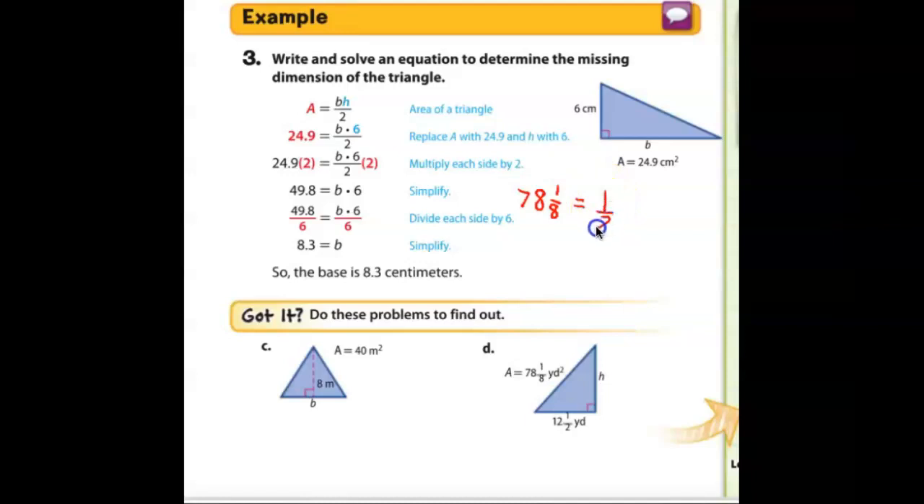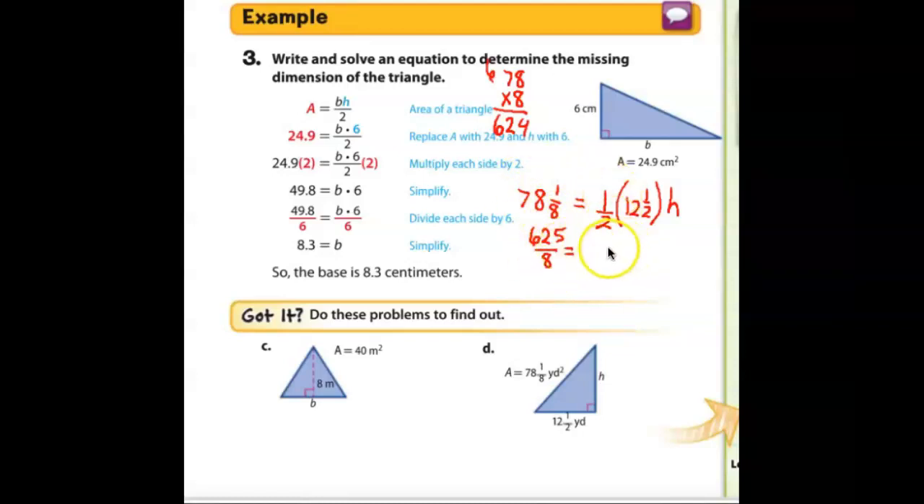So it's 1/2 base, and the base is 12 1/2, times height, h. Okay, so if you'll notice, we have mixed numbers here that we need to turn into improper fractions before we go any further. So what is 78 1/8 as an improper fraction? Go ahead and solve that for me, please. Okay, 78 times 8 is 624, so then we're going to add the 1, so 625/8 will be the area as an improper fraction.